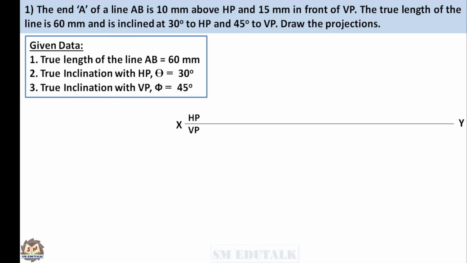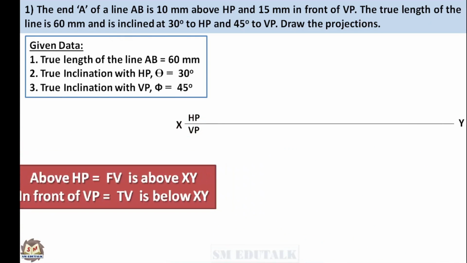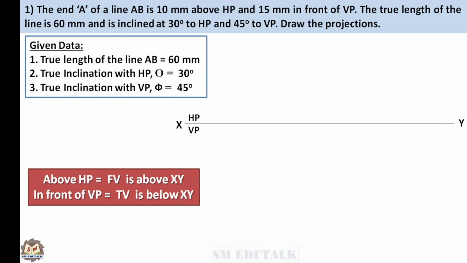For the first condition, 10 mm above HP, front view of point A should be drawn 10 mm above the XY line. But here, instead of drawing a point, draw a thin horizontal line 10 mm above the XY line. Mark a point anywhere on the left side of this line. This is the front view of the endpoint A dash. We call this line as locus of A dash, in which point A dash is marked.